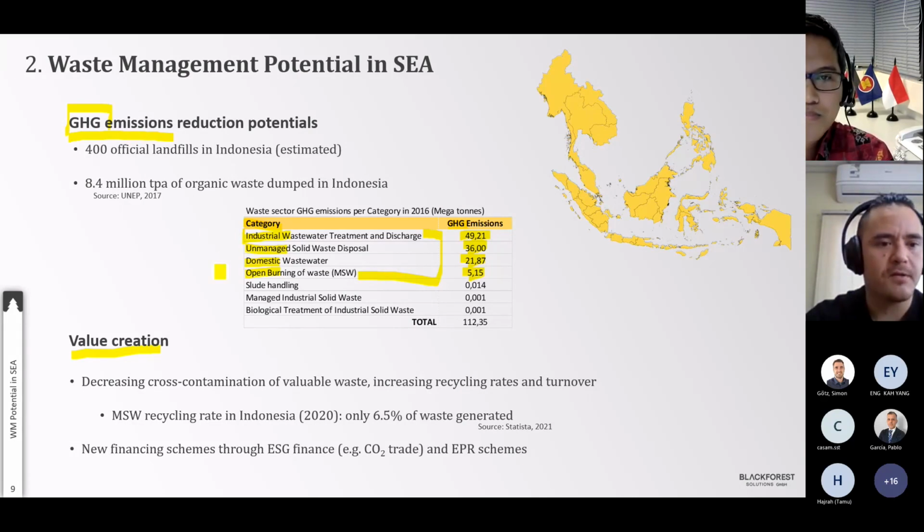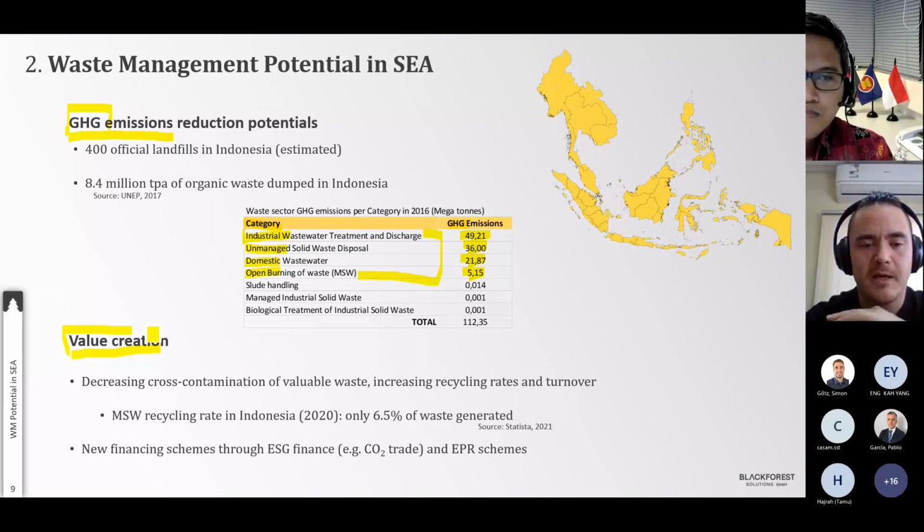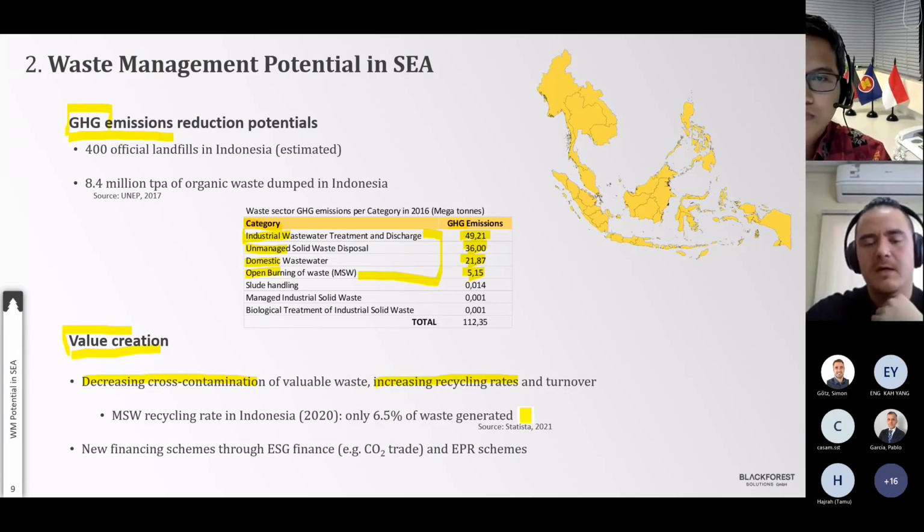And the second reason why waste management is a little bit connected to wastewater, or actually always, is value creation. What do we mean with that? First of all, if we are able to separate the waste types, for example, dry and wet, or let's say organic fractions and non-organic or recyclable fractions, two things happen. First one is that we decrease the cross-contamination of valuable waste, for example, of valuable plastic types, and also we increase the recycling rates and therefore the turnover of facilities.